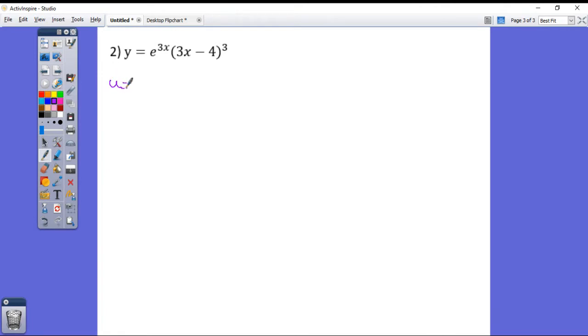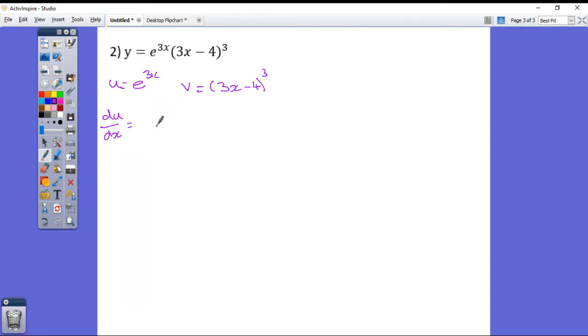Write down your u and your v. Because you're doing product rule at the moment, it's probably fairly obvious which is which, but if you've got two things we multiply together, then that means we're going to have to use the product rule. Now individually, both of these need the chain rule to differentiate.